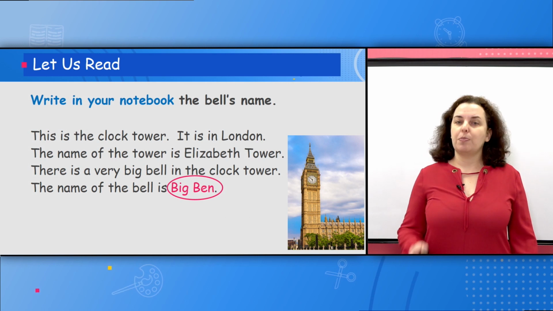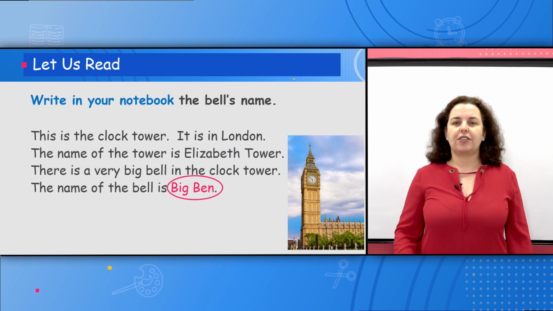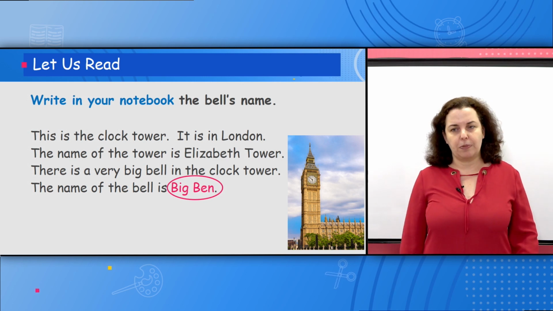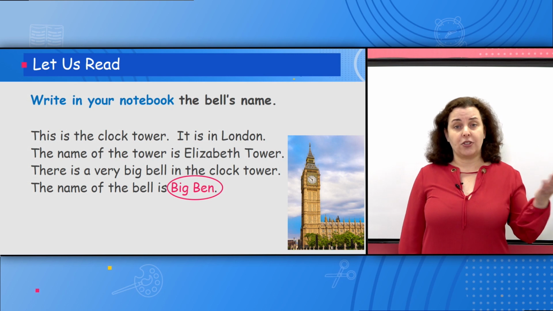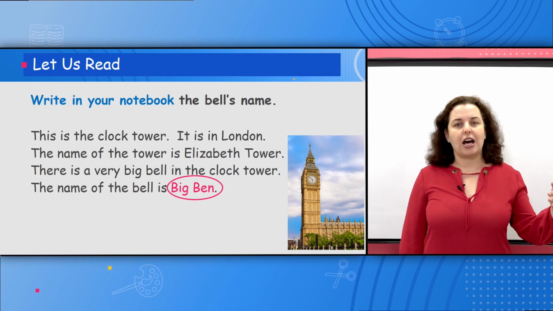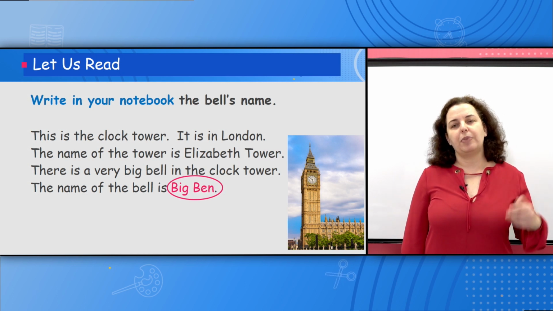Very good. Big Ben. People often make a mistake and think that the tower is called Big Ben. But no, the tower is called Elizabeth Tower. And in the tower, there is the clock. And the clock has a bell, and the bell is called Big Ben.